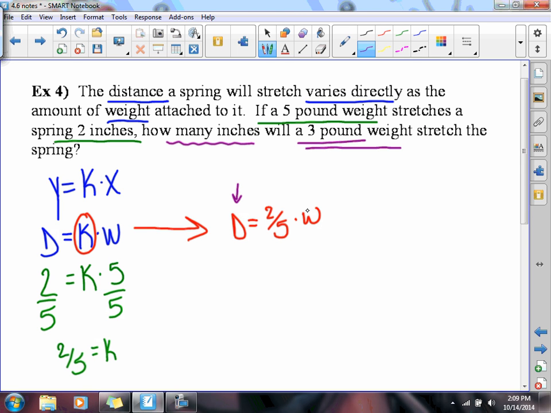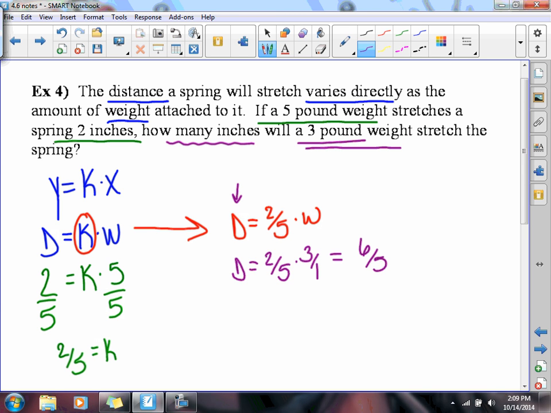So that 3 is what I'm going to put into this new equation for the W. So I'm finding my distance. I still keep the 2/5 because that's my constant. And I'm going to multiply it by 3, or 3 over 1. So that will get me 6 over 5.